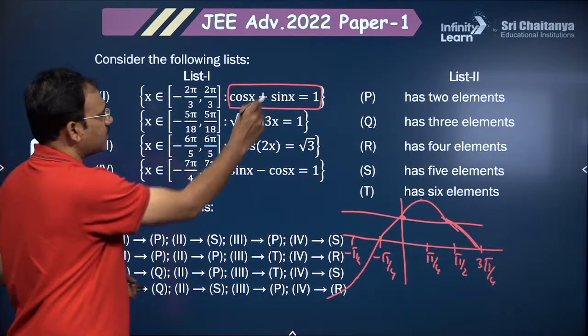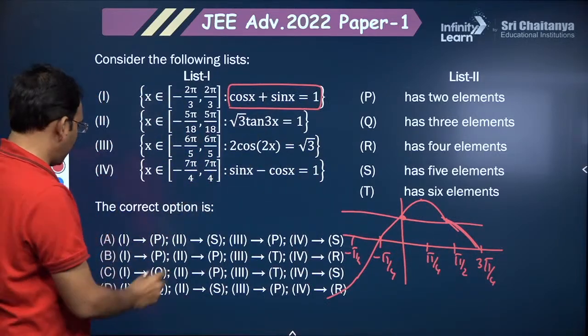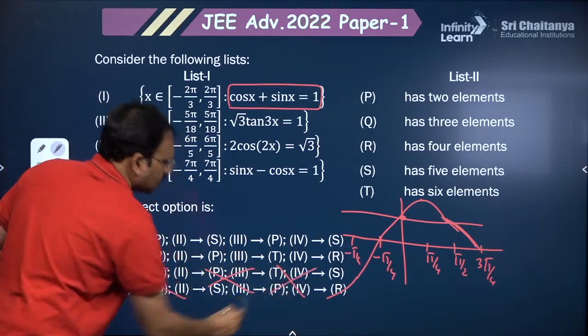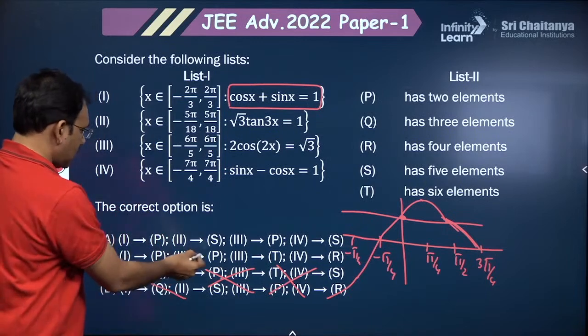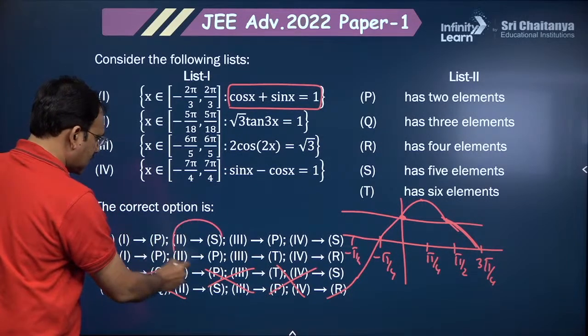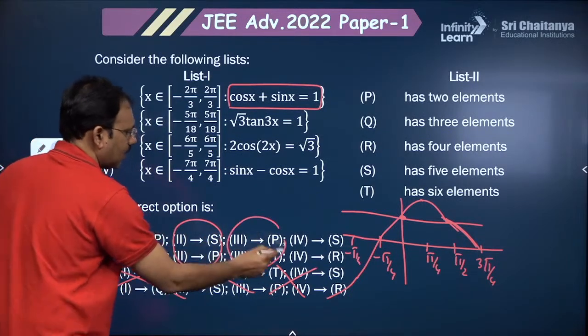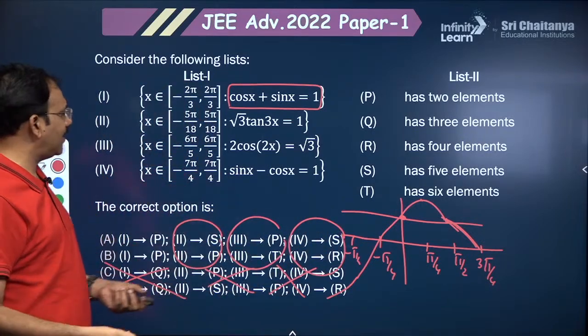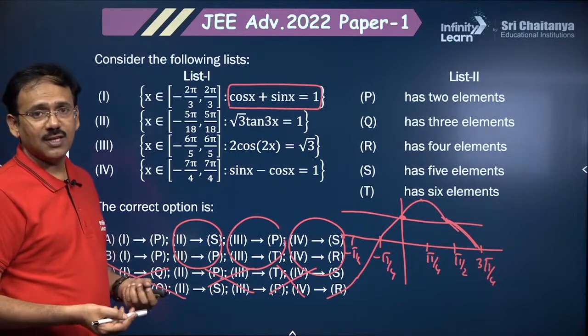So, 1 must be mapped with P only. So, you can eliminate C, D options, right. Now, you see you can go with either second bit or third bit or fourth bit. So, all are different. So, I can go with any. So, I will try to choose the easy one.